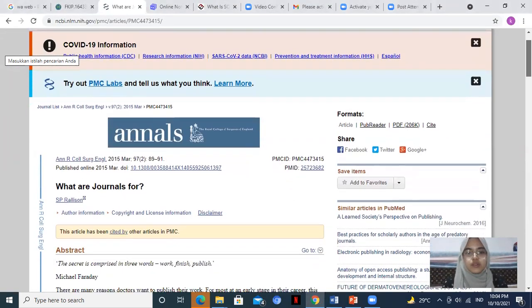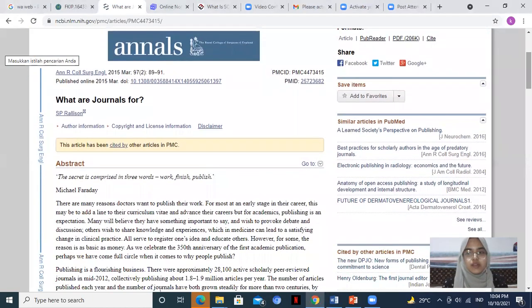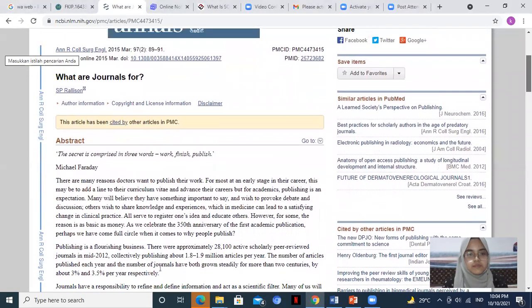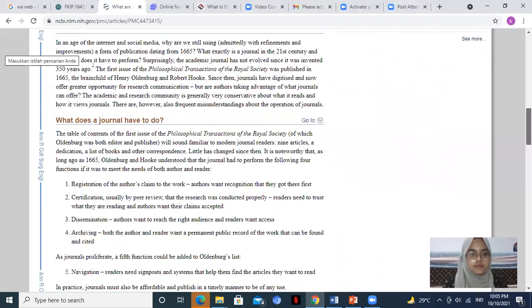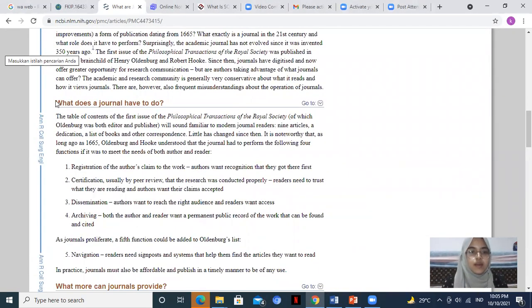Here we can look at the article, and the title is What are journals for? And there are 5 subheadings here. It consists of abstract. So, what does a journal have to do?